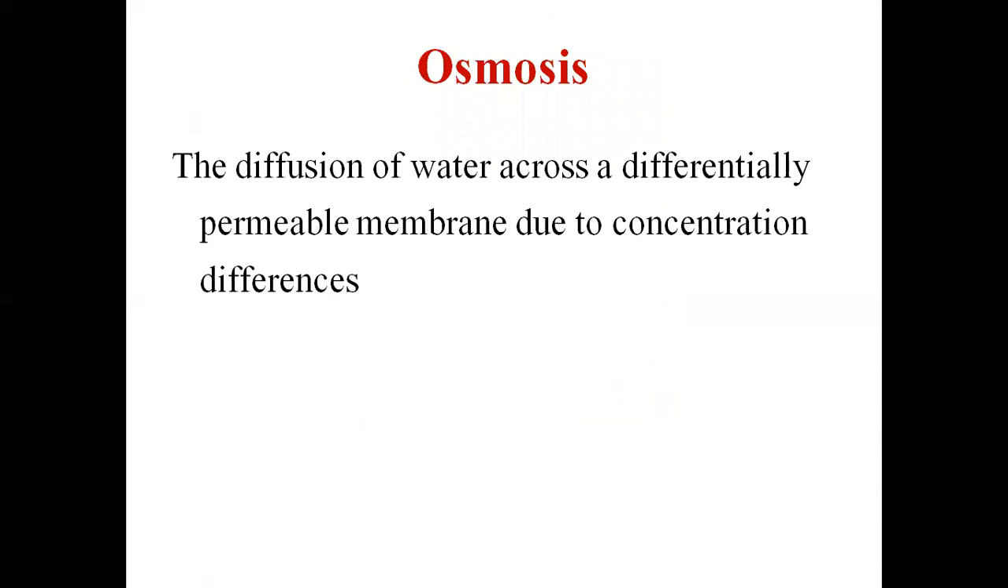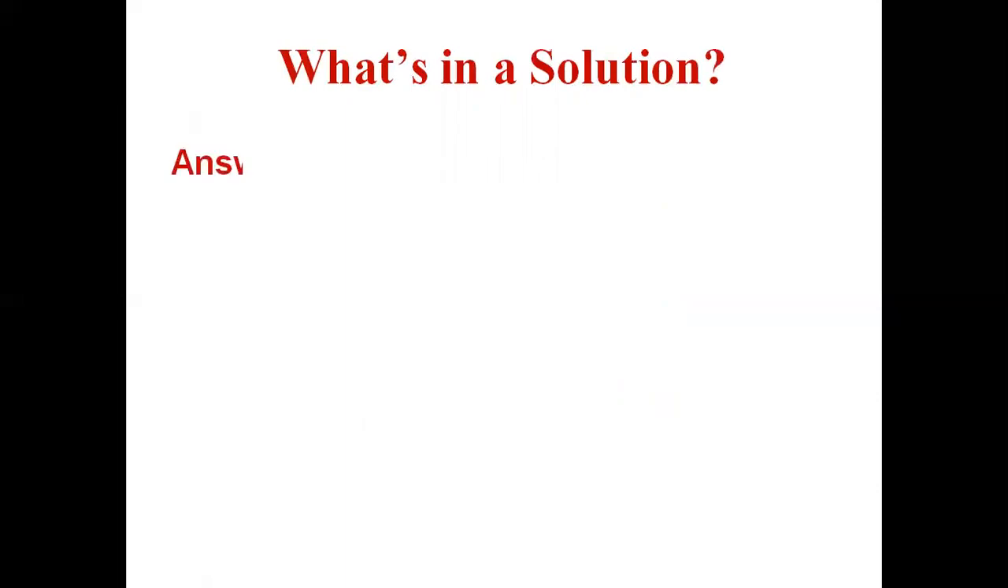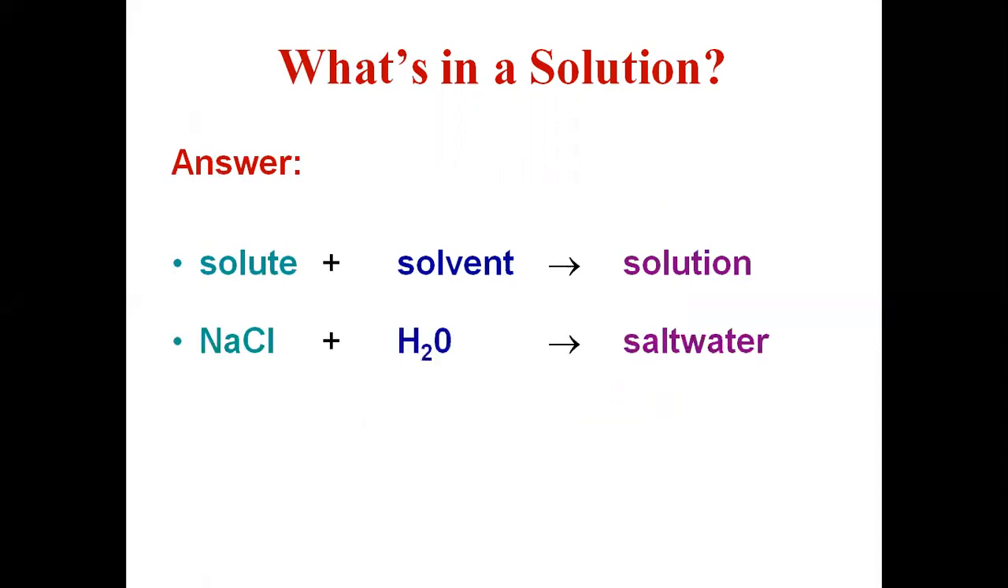Osmosis is the diffusion of water across a differentially permeable membrane due to concentration differences. What is a solution? The answer is solute plus solvent. For example, NaCl plus H2O makes salt water. NaCl plays the solute role and H2O, water, plays the solvent role, and it converts into salty water. So it is a solution.